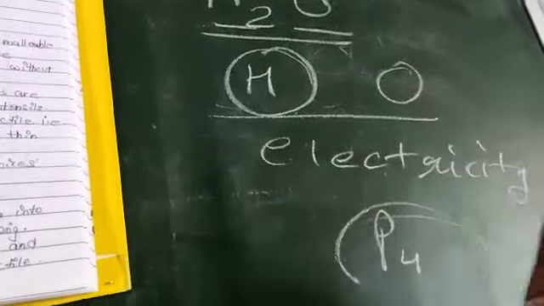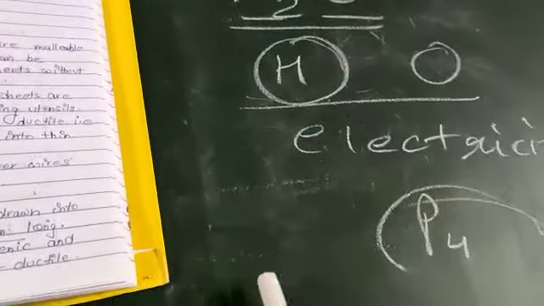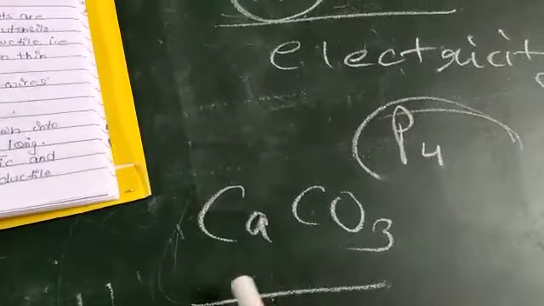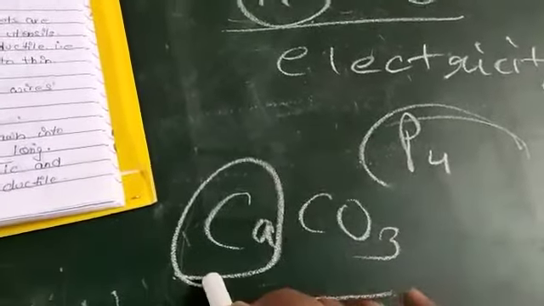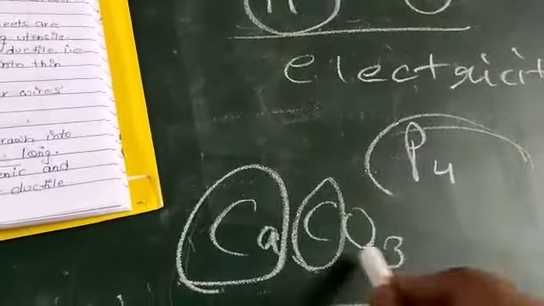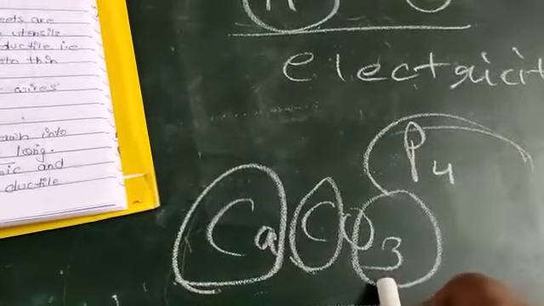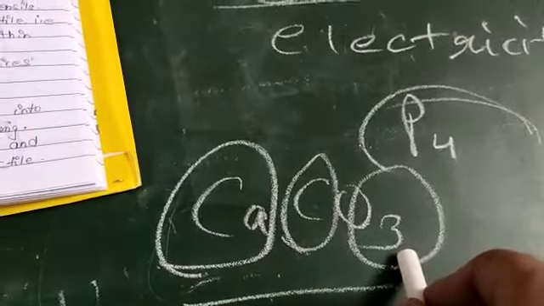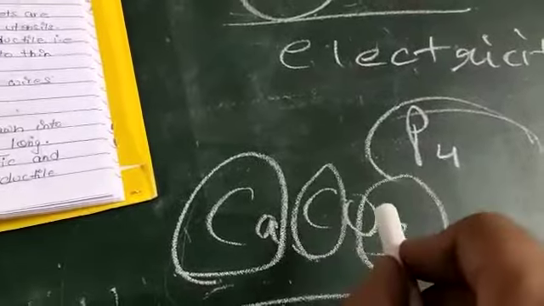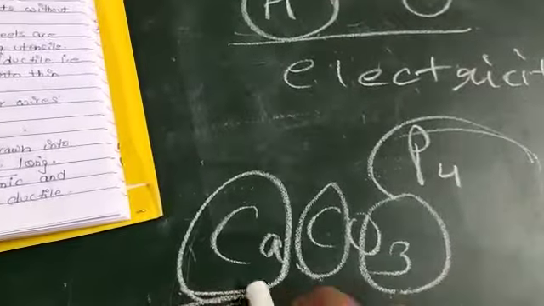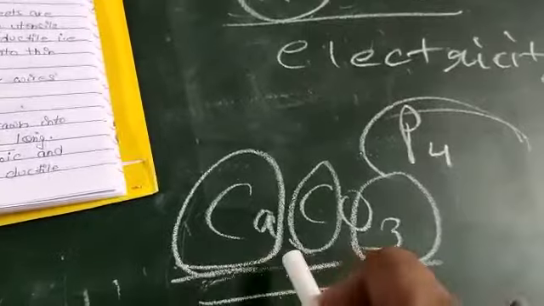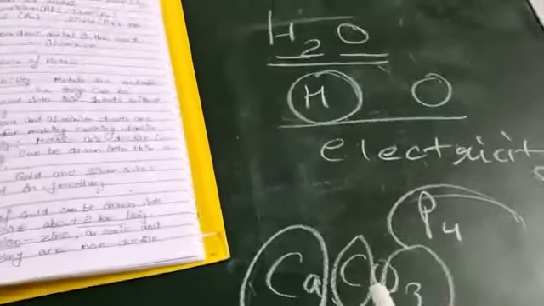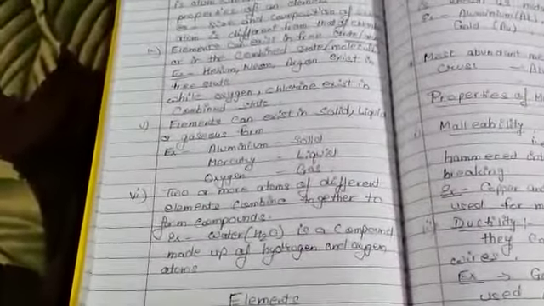You can take any other example also, of three elements: CaCO3. This calcium carbonate is a combination of calcium, an element, carbon, an element, and oxygen, another element. That means it is a combination of three different elements. So the last property is that two or more atoms of different elements combine together to form a compound. These are the properties of elements.